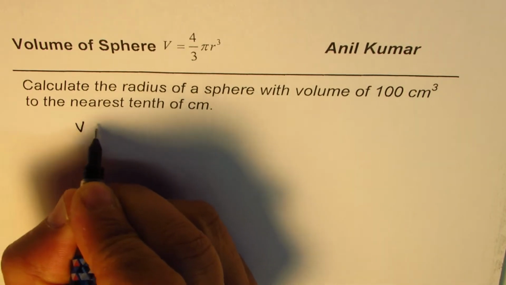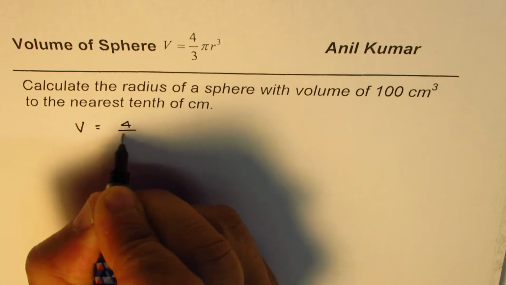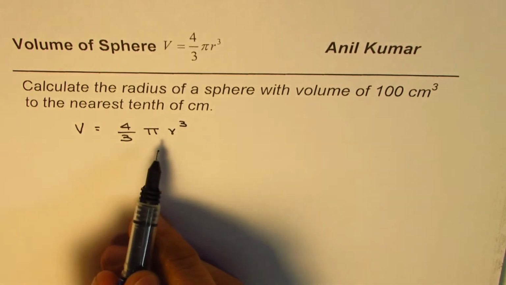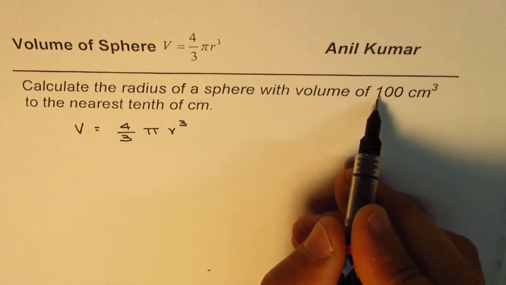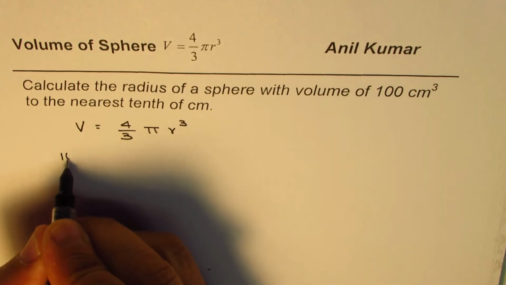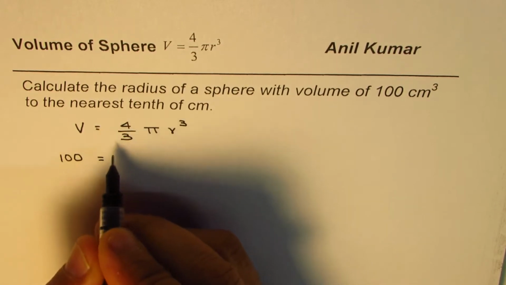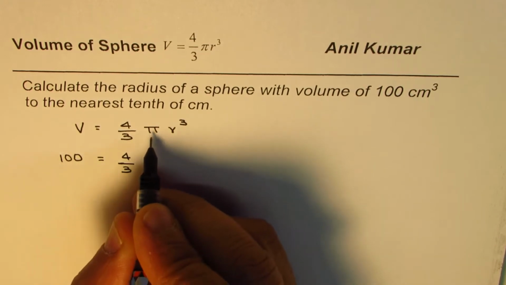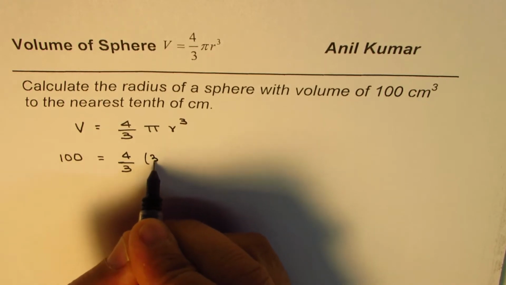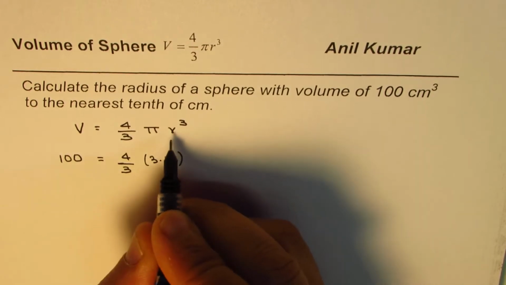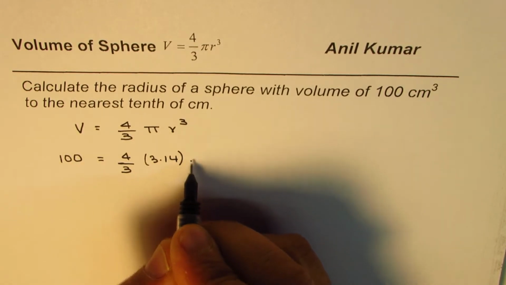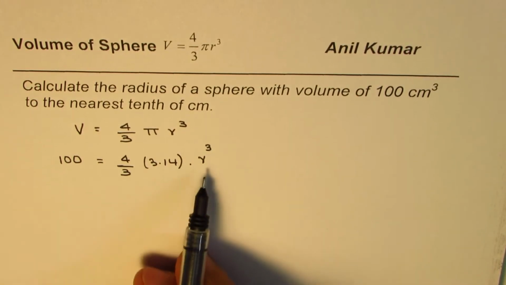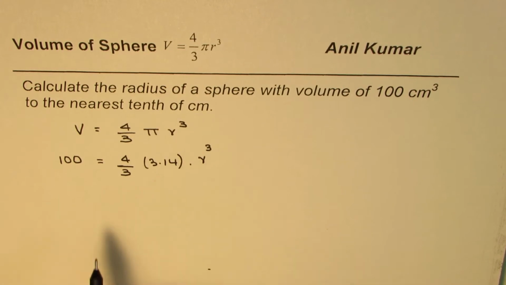Well, the formula for volume is 4 by 3 pi r cube. Now in this particular case we are given the volume, which is 100 centimeter cube. So write volume as 100 for the time being. Well, it includes units in the answer. 4 by 3 pi, let me take the value of pi as 3.14 for the time being, times r cube. So here we know all these values. We need to find the value of radius r.